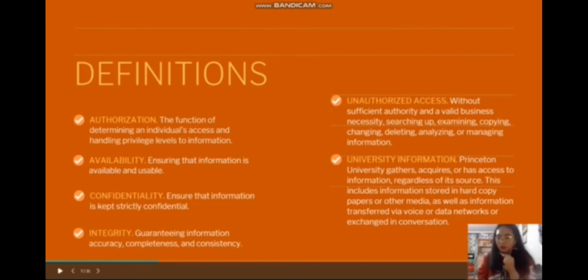University information. Princeton University gathers, acquires, or has access to information regardless of its source. This includes information stored in hard copy papers or other media, as well as information transferred via voice or data networks or exchanged in conversation.